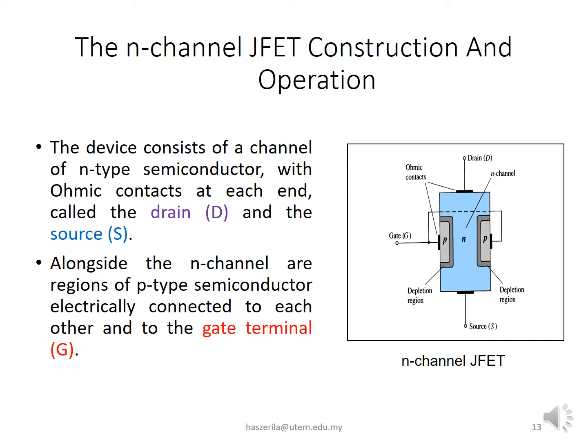The N-channel JFET construction and operation. The N-channel JFET is composed of gate, source and drain. It is made with an N-type silicon channel that contains two P-type silicon terminals placed on either side. The gate lead is connected to the P-type terminal, while the drain and the source leads are connected to either end of the N-channel silicon.